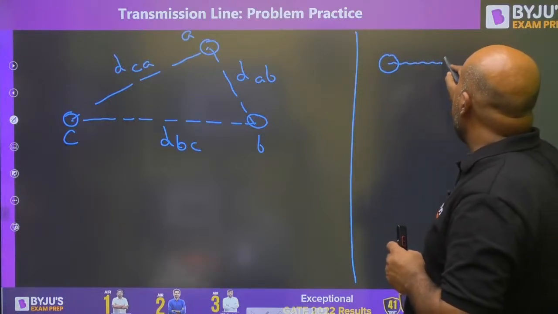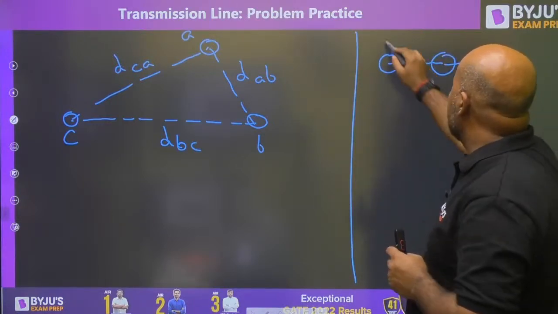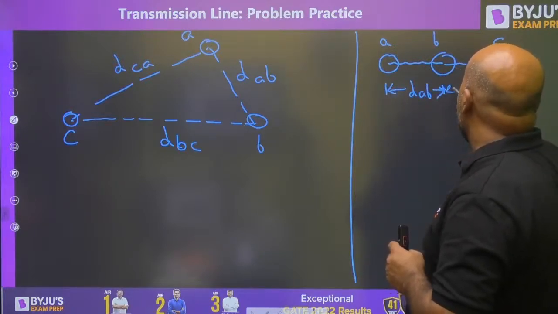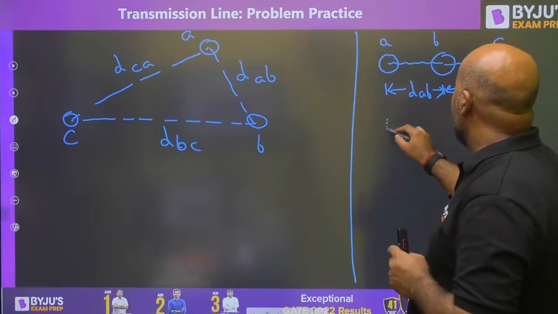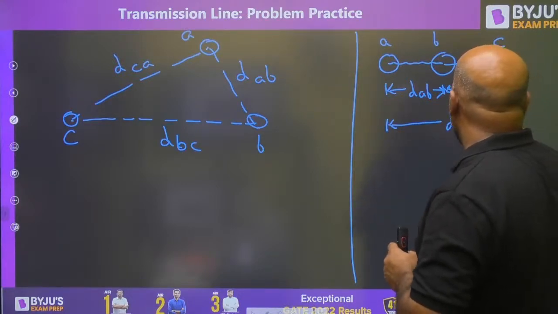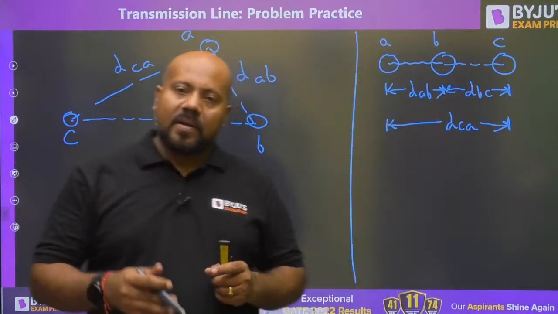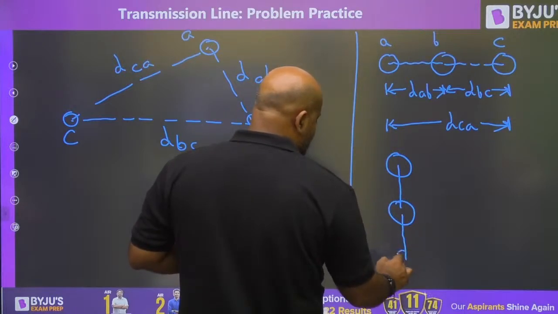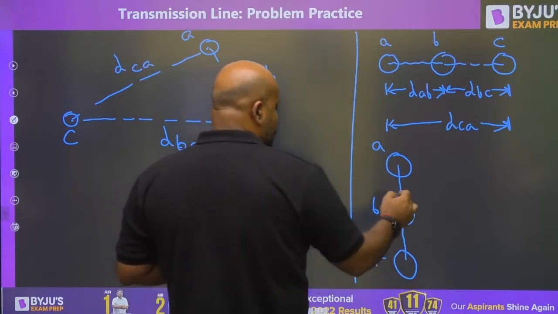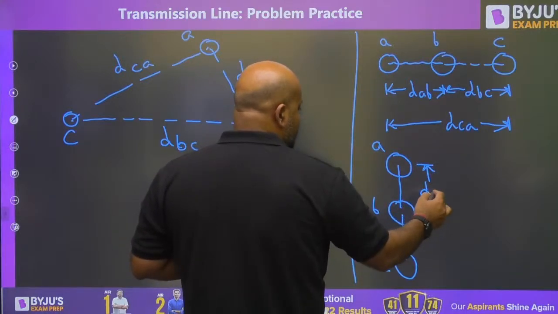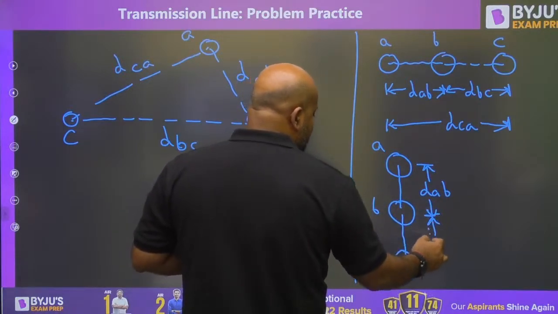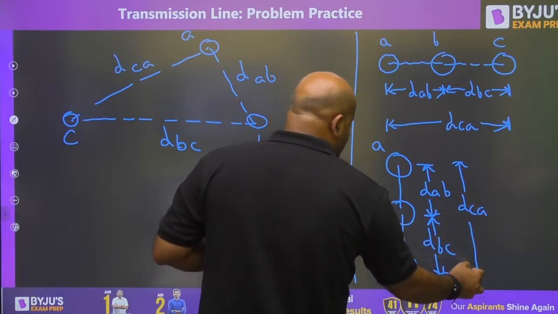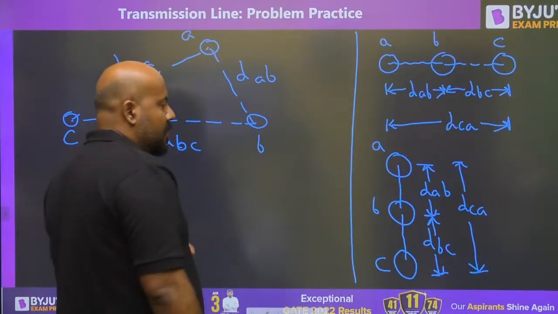It may be horizontal spacing. This is A, this is B, this is C. This is DAB, this is DBC, and this is DCA. Similarly, you can have the vertical construction. This is A, this is B, this is C. This is DAB, this is DBC, and this is DCA. Is it clear, everybody? Just tell me in the comment section.